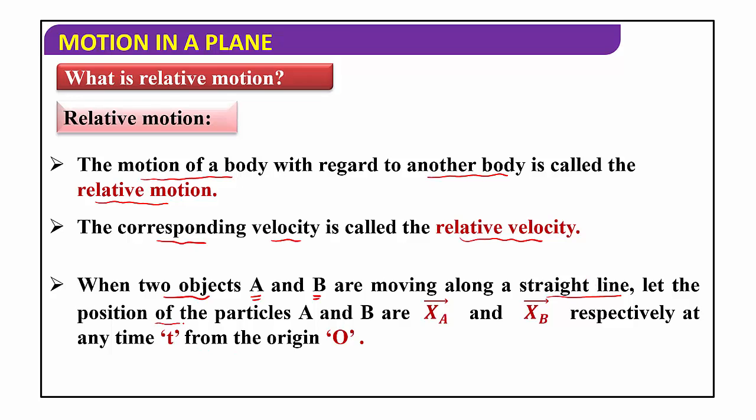Let the position of particle A and position of particle B be vector XA and vector XB. What do they indicate? XA and XB indicate the positions of particles A and B at time t from the origin O. Means we can consider two objects moving along the x-axis and their positions are XA and XB at any time t from the origin O.